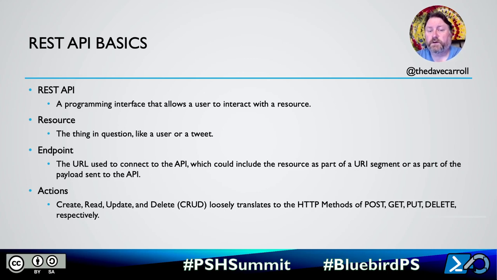You access APIs through URLs, which could include required bits of information, such as the resource identifier, or that information can be passed in the payload, that is, the body. Depending on your authentication and authorization, you may only have read access to data, or you may have access to read and update the data, or you may even be able to create or delete data. You can see that there are several actions which loosely translate to the HTTP methods: create, read, update, and delete, otherwise known as CRUD. They translate to post, get, put, and delete, respectively.